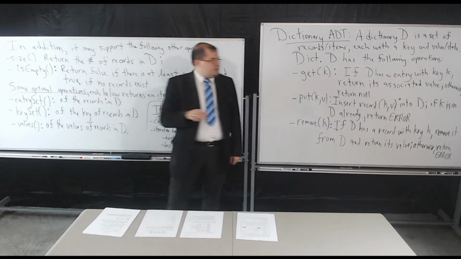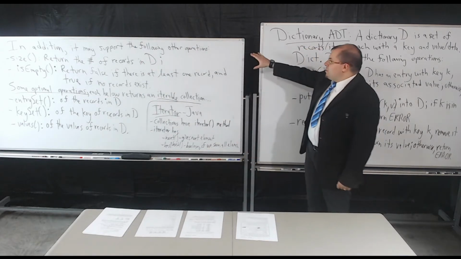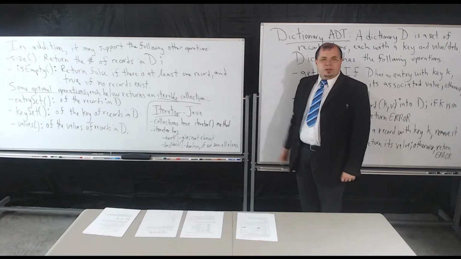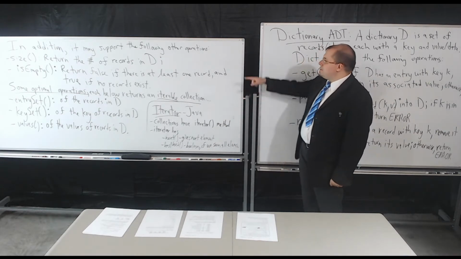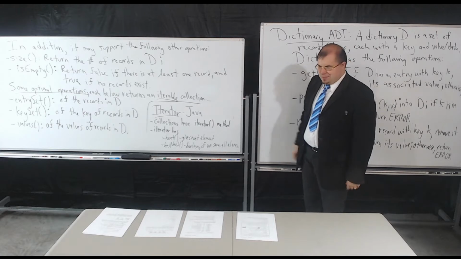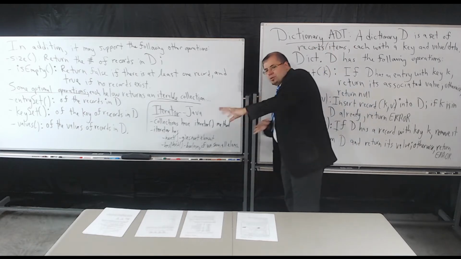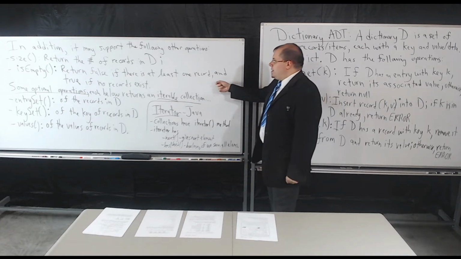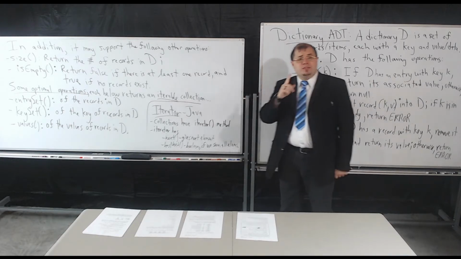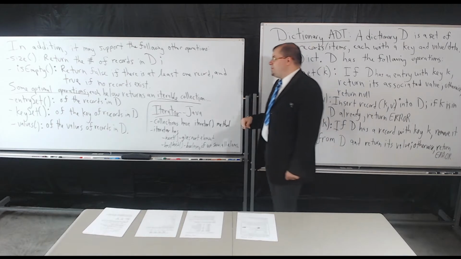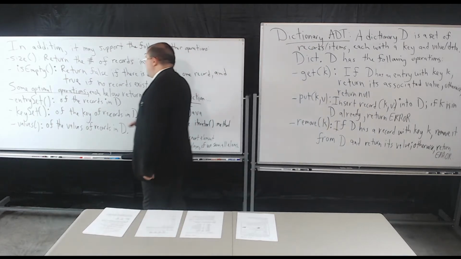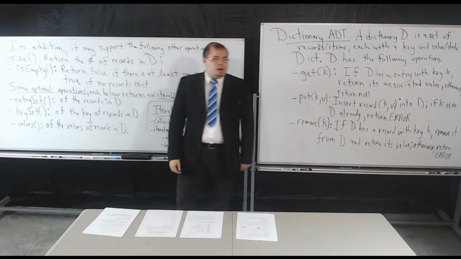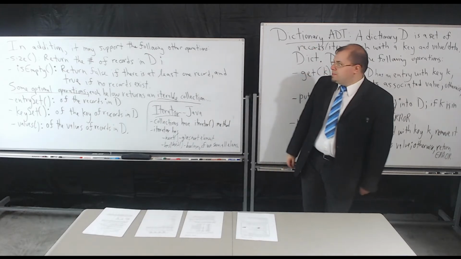Now, I mentioned that there are some other operations. There's also size, which returns the number of records in D. Remember, it returns the number of records, not, say, multiple nodes in there; we don't worry about that. We care about the number of records. isEmpty returns false if there's at least one element, and true if there are no records. There are some other optional operations that I'll mention here.